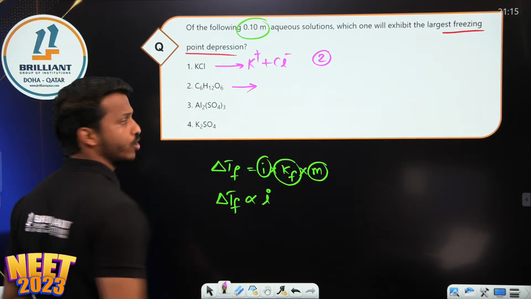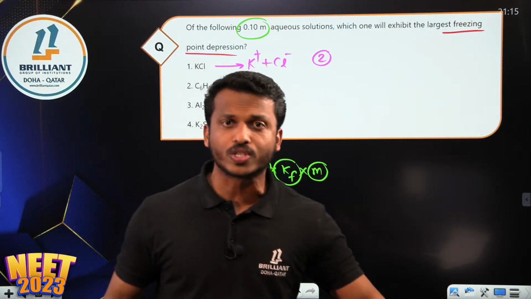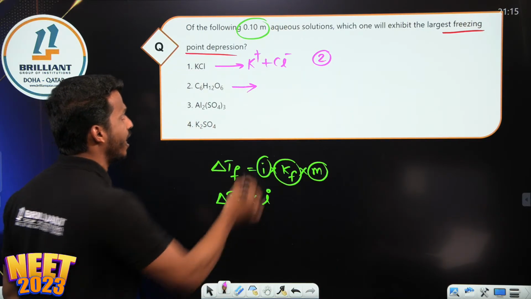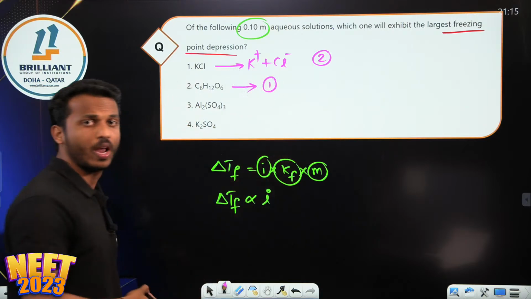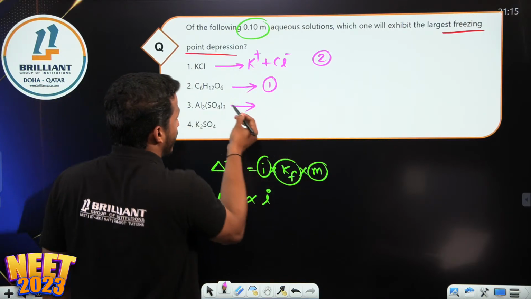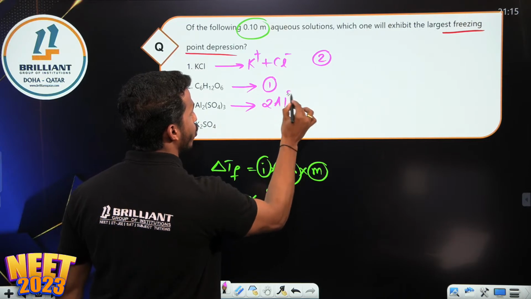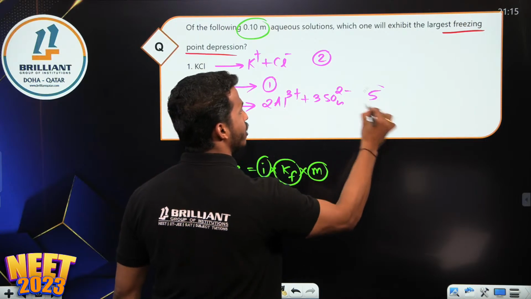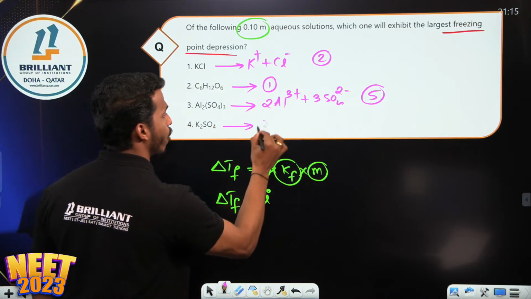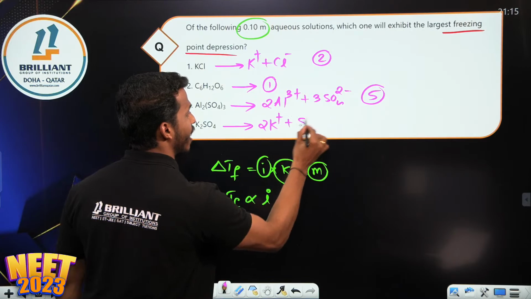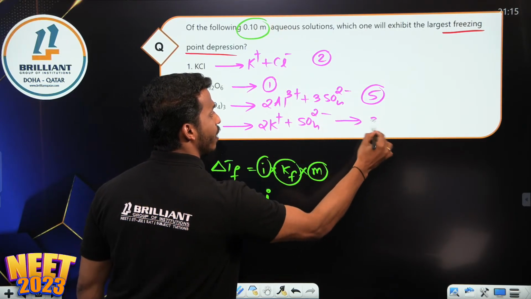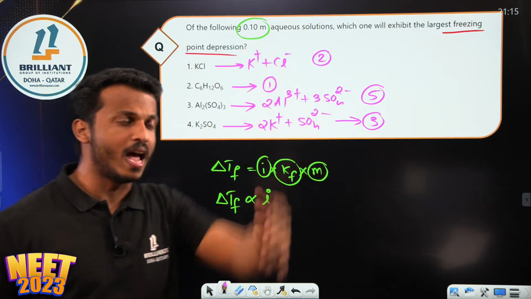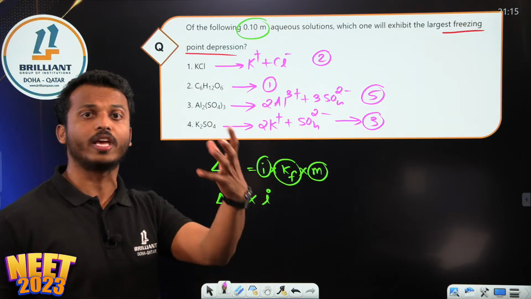And glucose, C6H12O6, that is sugar, won't undergo further dissociation. I value is equal to 1. It's a non-electrolyte type. And aluminium sulfate when split will give you 2Al3+ and 3SO4 2-, so the total I value is equal to 5. What about K2SO4? It will give you 2K+ and SO4 2-, a total of 3 ions. Higher the I value, higher the Van't Hoff factor, higher the depression in freezing point or the colligative property.